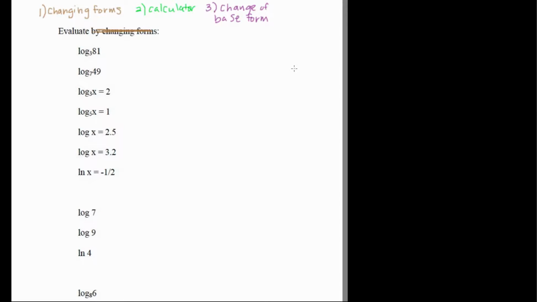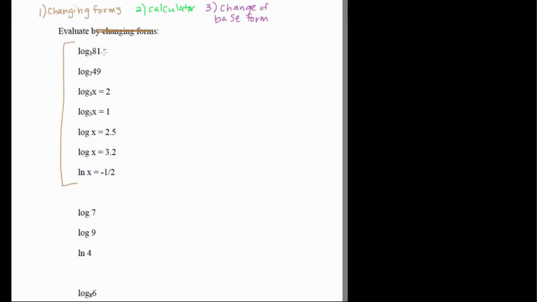Now we're going to work on evaluating logarithms. We're going to do this three different ways: by changing forms, by using our calculator, and by using a change of base formula. So the first way we're going to do this is by changing forms. A lot of times if you change forms, it just becomes obvious what the answer is, or you can use a calculator to figure it out.